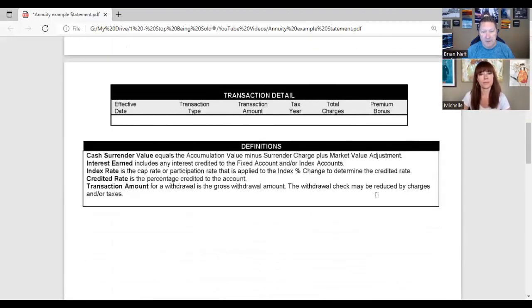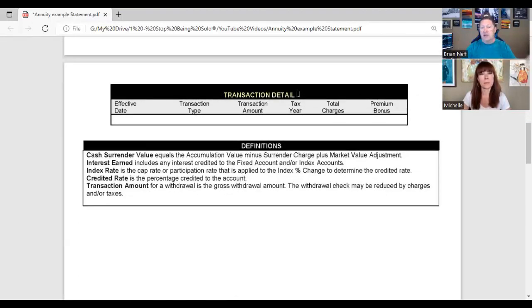Next section. Any transactions. You see there's none on this page, okay? This is where, let's say you took out a free withdrawal from your account during the year, you took out RMDs, anything that was out of the ordinary during that time frame would be listed here. What type of transaction it was, what the tax year was because of tax purposes, right? Any charges, any bonus that was surrendered, anything like that would be listed here.